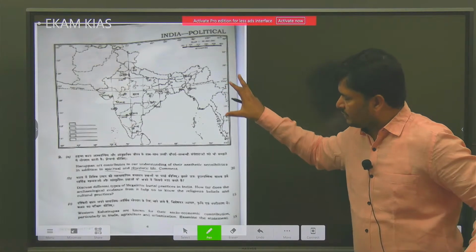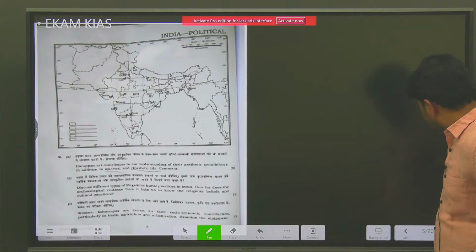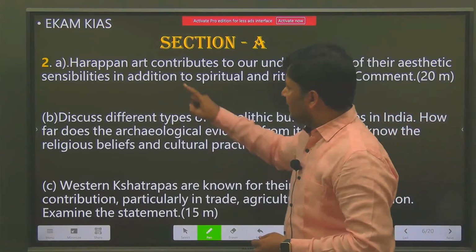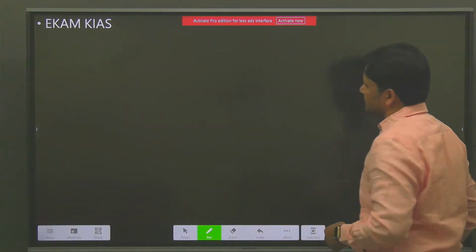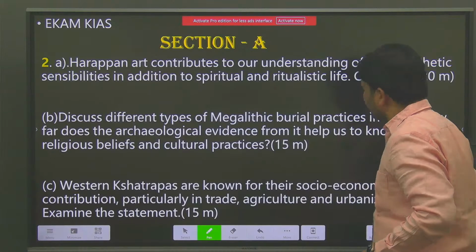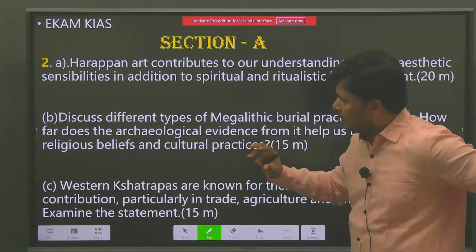So we have the map question covered. Now, when it comes to the second question of Section A, we find three options in the second question.